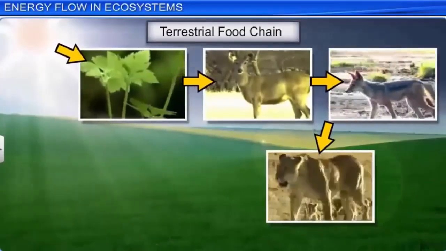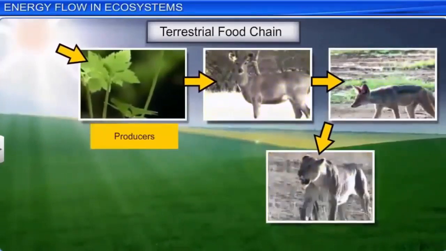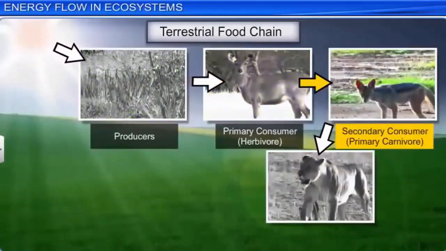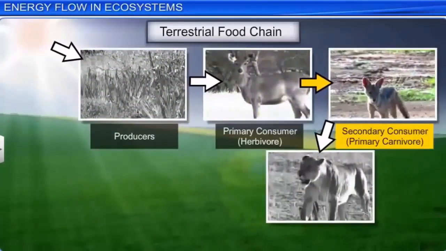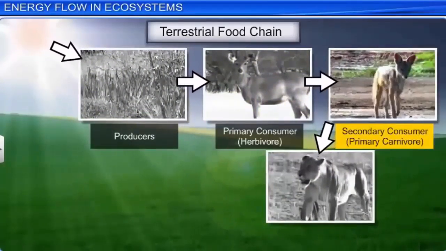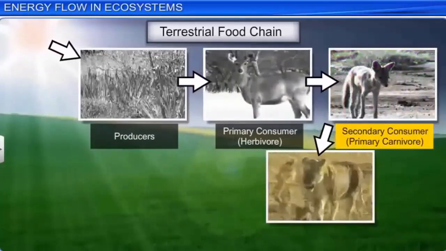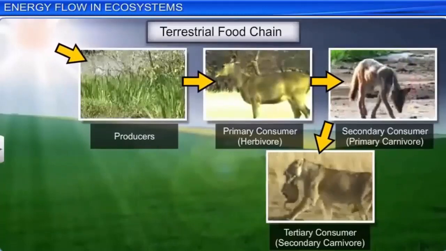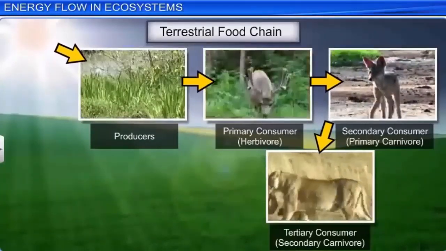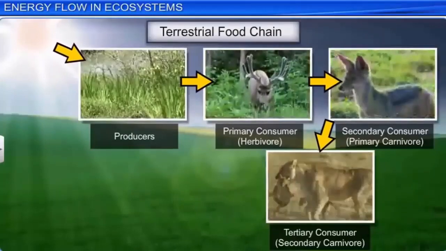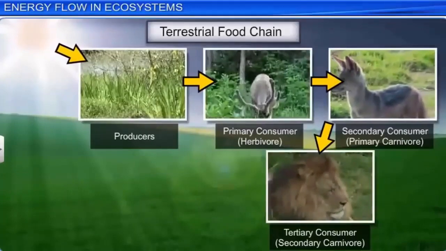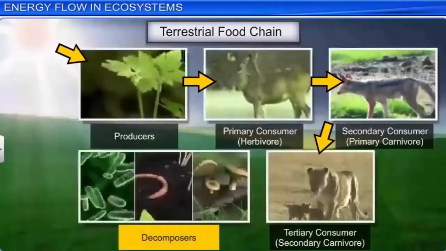Here we can see that producers are food for herbivores, which in turn are food for primary carnivores. Likewise, primary carnivores are food for secondary carnivores. Thus, the energy of an organism in general does not remain inside it, but either flows to consumers or to decomposers when it dies.